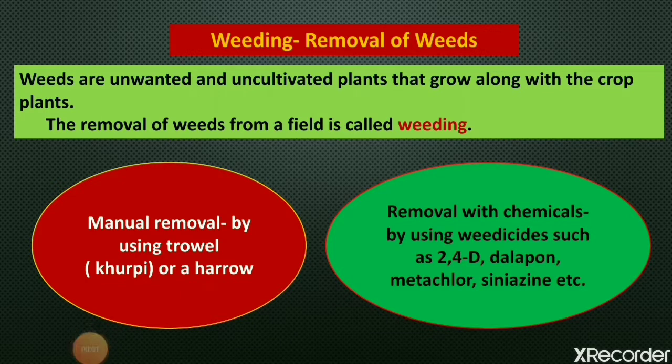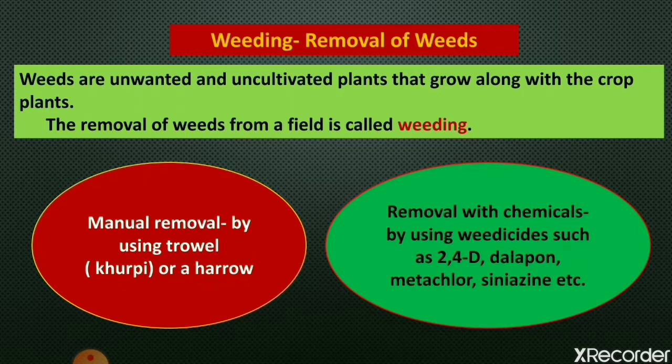The weeding process can be done by two methods. The first one is manual removal, which means manual weeding, and the next one is removal with chemicals. When weeds are removed by hand, pulled out or uprooted by hand, or by cutting them close to the ground, this is manual removal. This process is done with the help of a trowel, meaning khurpi, or a harrow.